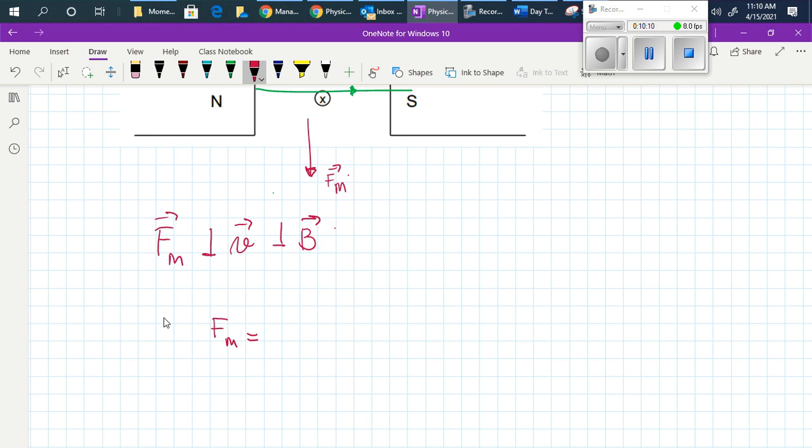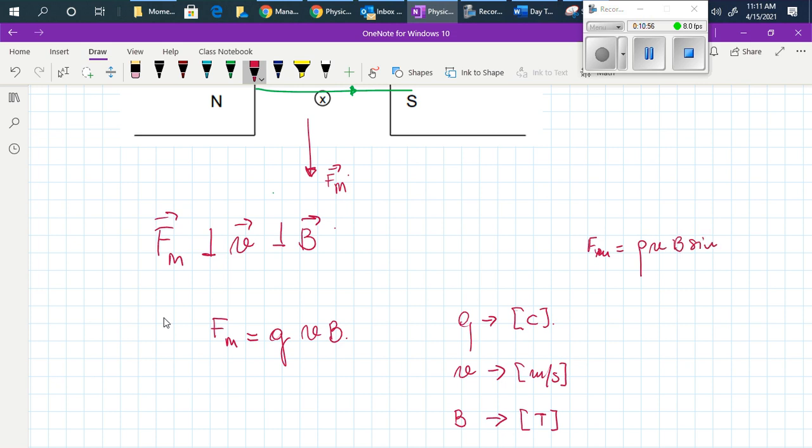magnetic force is QVB, where Q is the moving charge in coulombs, V is the magnitude of the speed, or magnitude of the velocity, at which the charge is moving, in meters per second, and B is the magnetic field strength, measured in Tesla to honor the work that Tesla has done.